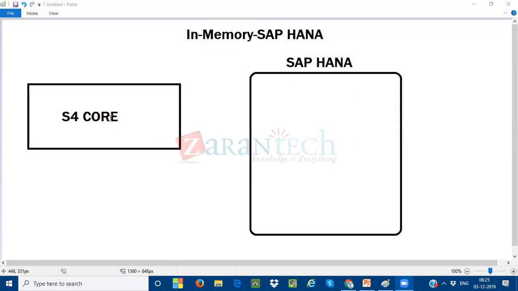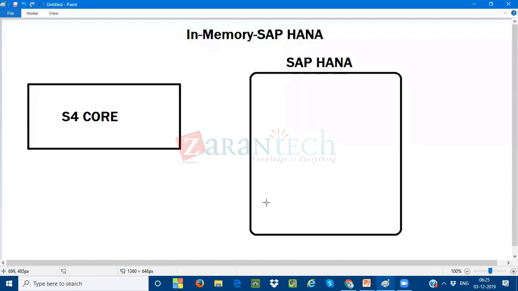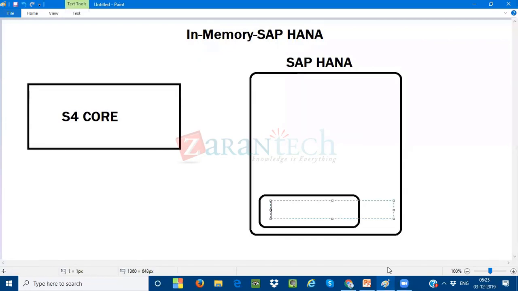Now, in my SAP HANA also, there is a database which works on disk process. So the concept of disk processing is also there in my database. This is completely based on the disk processing. But what is the difference here?